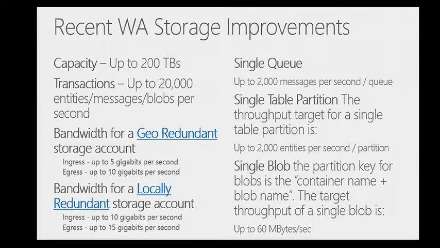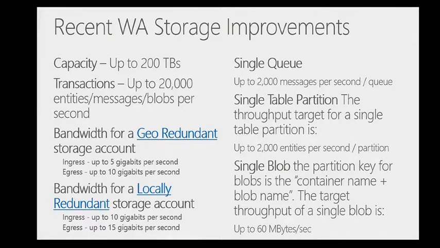essentially rather than having a somewhat rough limitation of 5,000 transactions a second on a storage account, we've basically increased that by 4. So now you can perform 20,000 transactions a second against, say, a table, a queue, or blob.